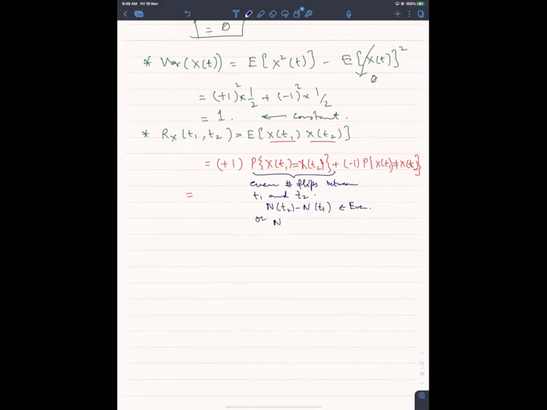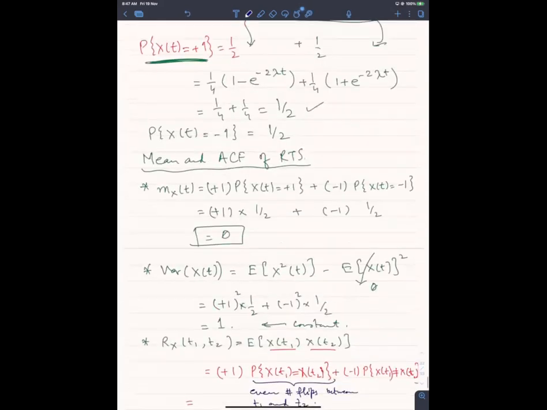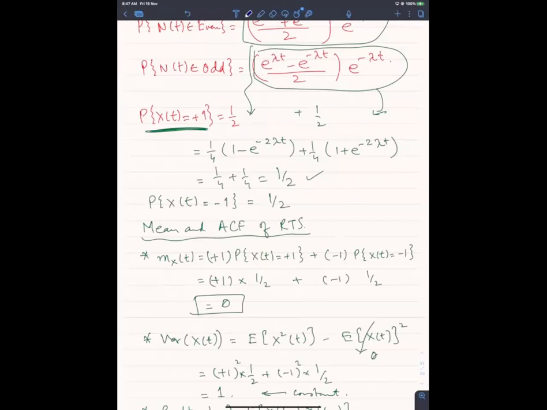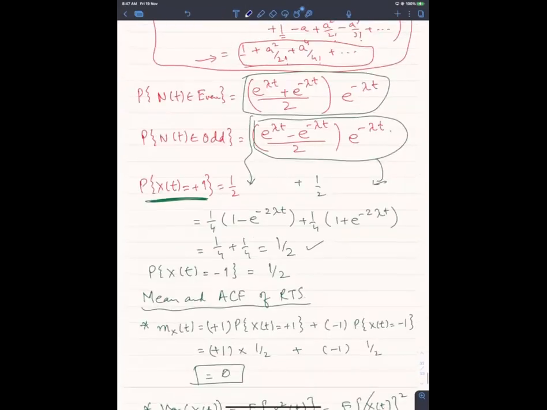Since the Poisson process has stationary increments, N(t2) minus N(t1) is even. And we go through this same process, the one by which we find the probability of even and the probability of odd. We have already found that.